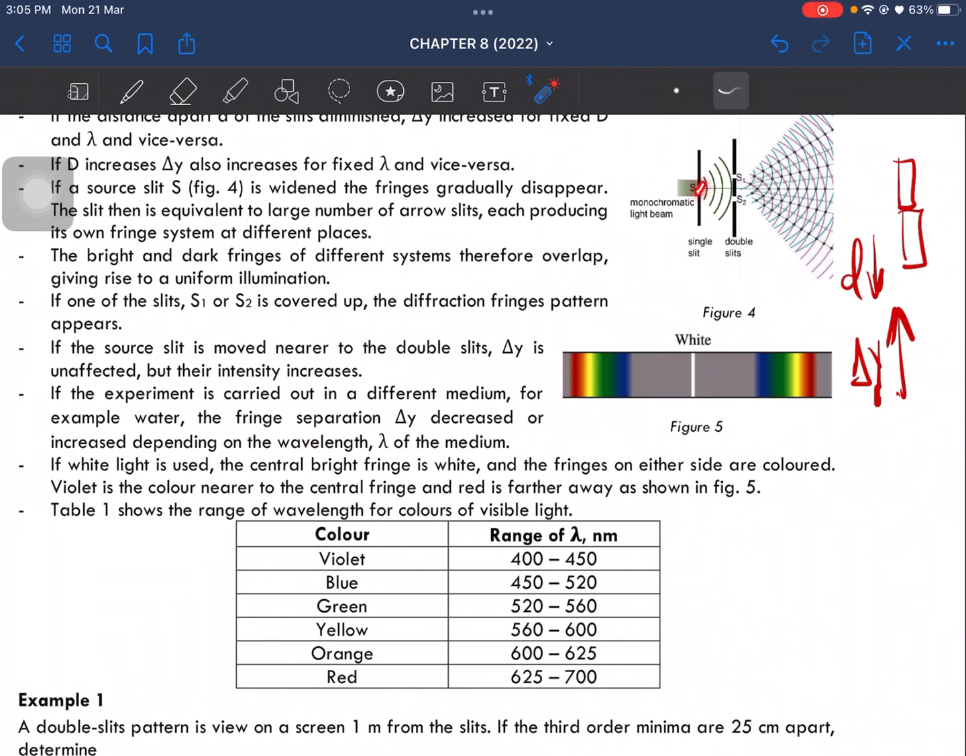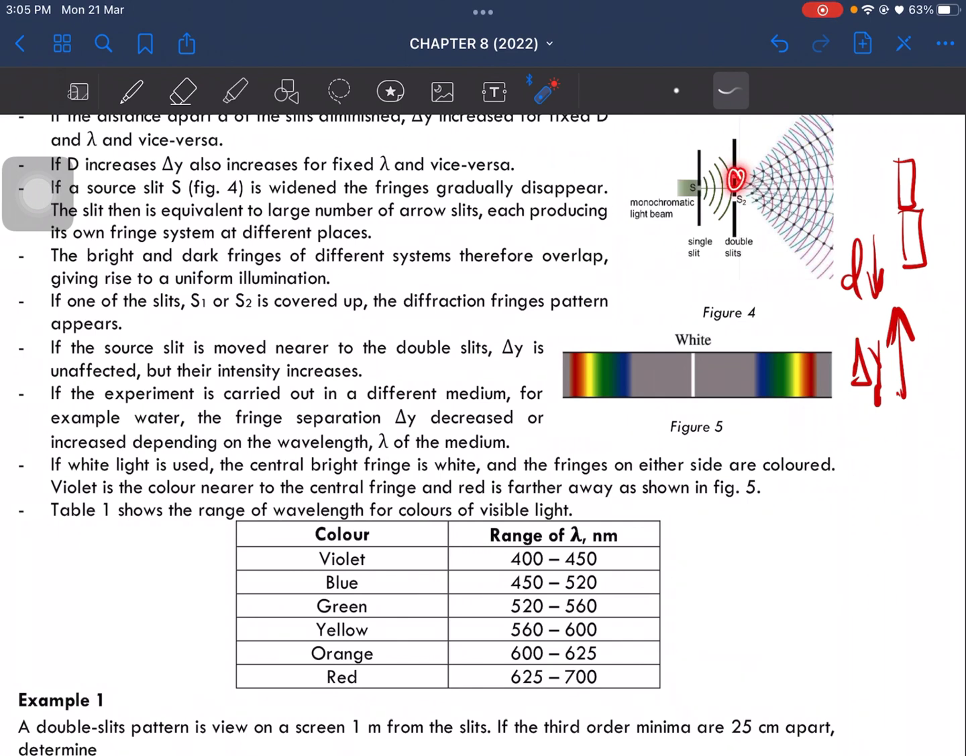Okay, all right, now let's look at when the source slit here is widened. So if this source slit is widened, the fringes would gradually disappear, right? So the slit is equivalent to a large number of narrow slits, which would each produce their own fringe system at different places. So the bright and dark fringes of different systems will overlap, which gives rise to a uniform illumination.